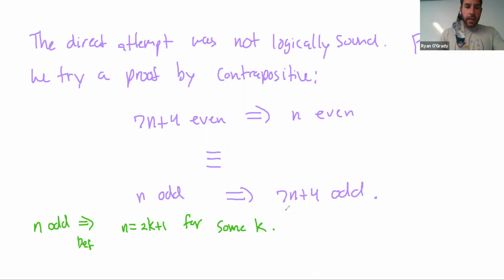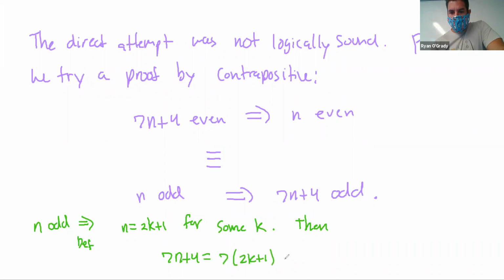So if I assume that n equals 2k plus 1 for some k, that's the definition of being odd, then 7n plus 4 equals 7 times (2k plus 1) plus 4. And all I want to note is that I can write this in a special way. I can write this as 14k plus 11. Now you're going to say, what good is that?